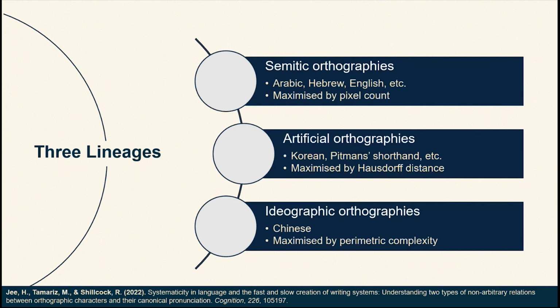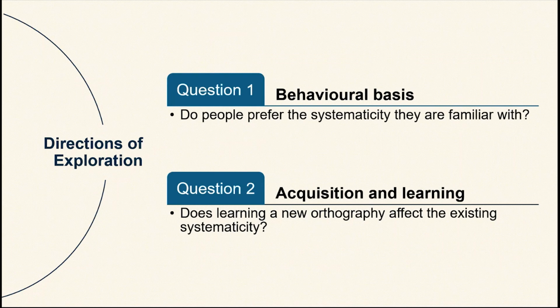Okay, this is all from my PhD project, and the results were published in Cognition. And then I wanted to expand this project a little bit, asking two questions. First question: my analysis was based on data analysis only, so we always wanted to go for a behavioral basis. Do people prefer such systematicity, the systematicity they are familiar with, basically from their mother tongue? Second question, on the acquisition and learning side: does learning a new orthography affect the existing systematicity?